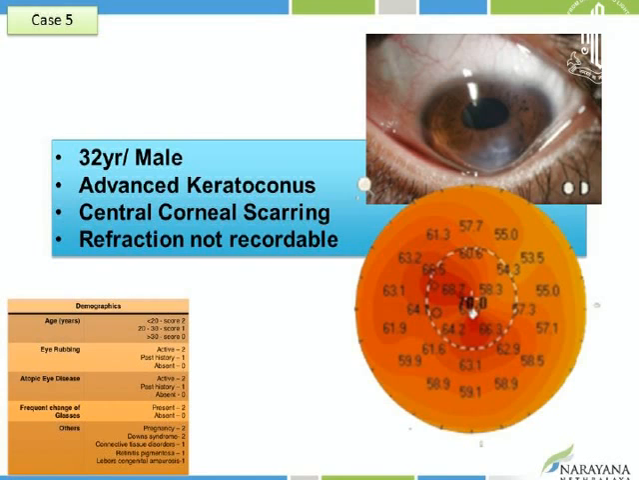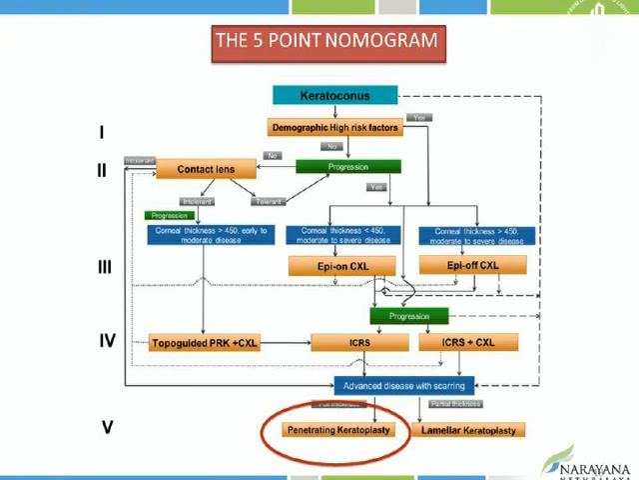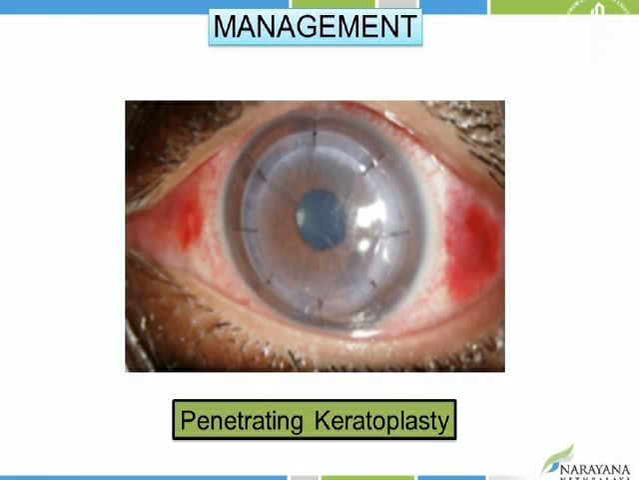The last case was a 32-year-old male with advanced keratoconus and also had central corneal scarring. The refraction was not recordable. In this particular case, since it is an advanced disease with scarring, there was no other option but to go with a PK in this patient, and this is the image post-operatively. Thank you.